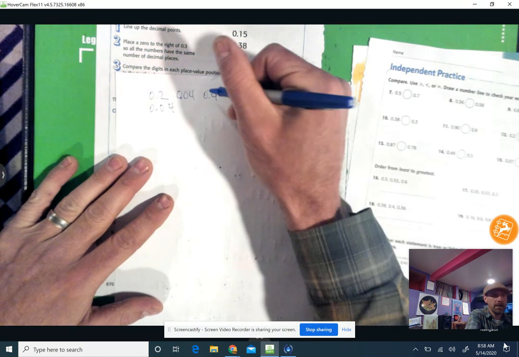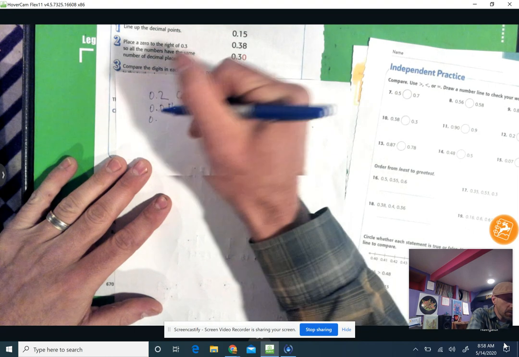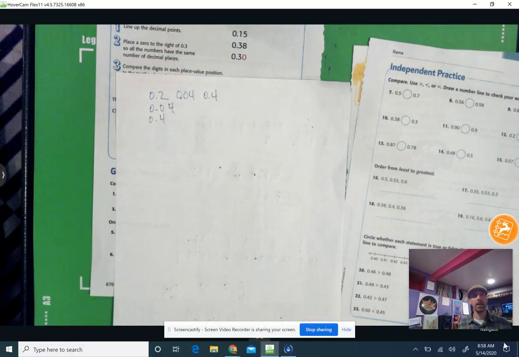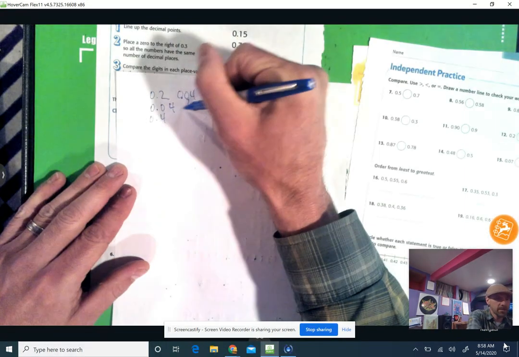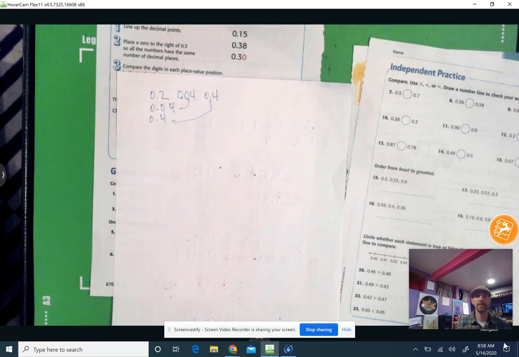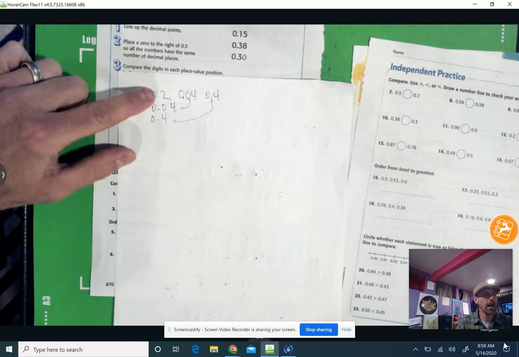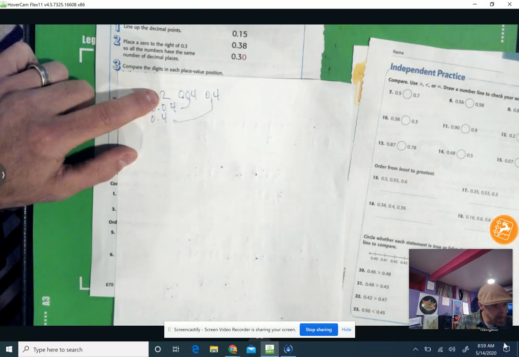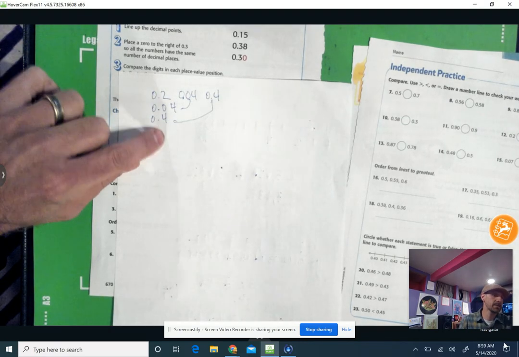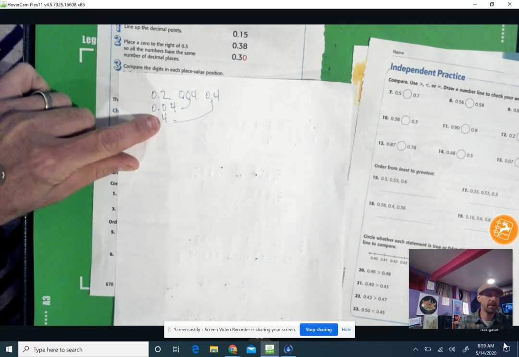0.04, and then we have 0.4. So here's our 3 numbers. I just moved them so that I could stack them and see the place value positions very, very clearly. I see that 2/10, or the tenths place, is the position that I'm going to use. I have a 2, I have a 0, and I have a 4.